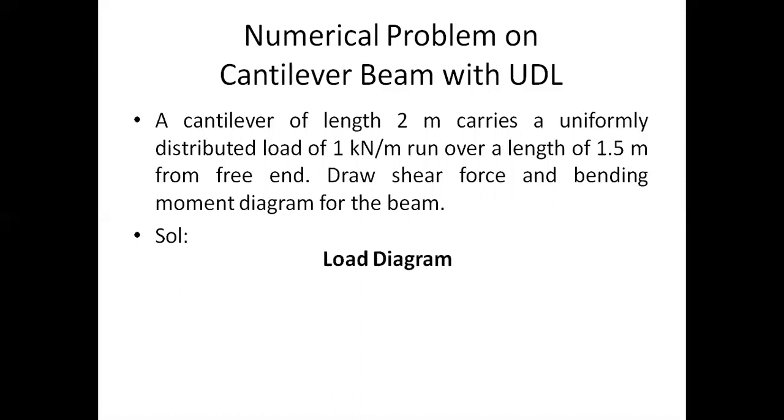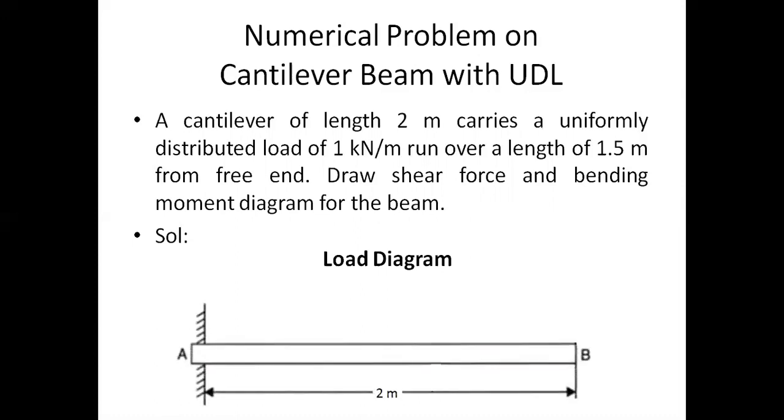First of all, we have to draw the cantilever beam of length 2 meters. Here it is a cantilever beam, that is A and B, and its length is 2 meters. Now above that we have to add the load. What kind of load do we have? Uniformly distributed load. And it is not for the entire span. It is a span of 1.5 meters from B, that is from the free end. So I think from up to this it will come 1.5. Let us see.